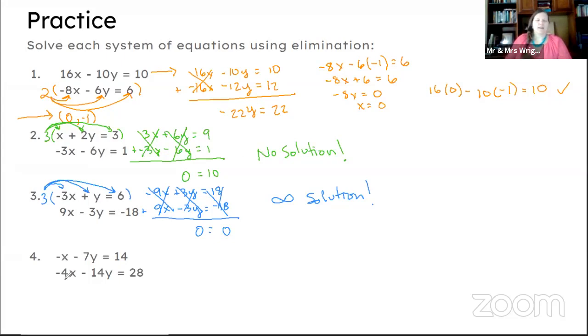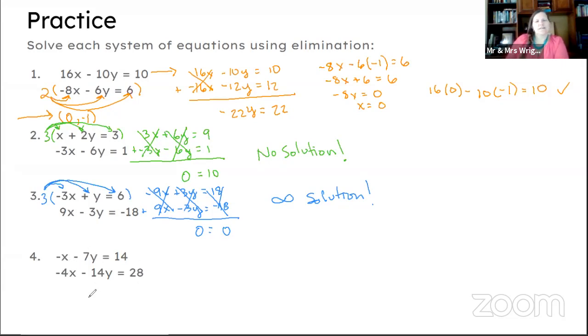Okay. Last system of linear equations we have to solve here using elimination. And we've got negative x and negative 4x, negative 7y, negative 14y. Again, I'm not concerned with these constants over here.